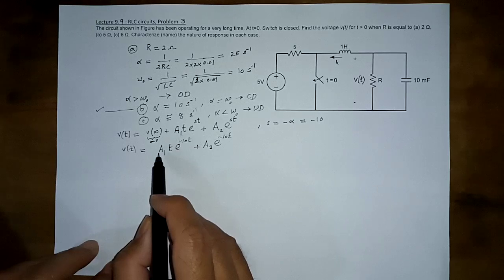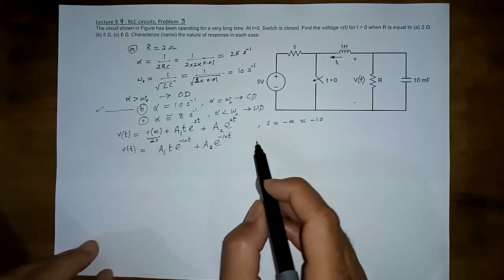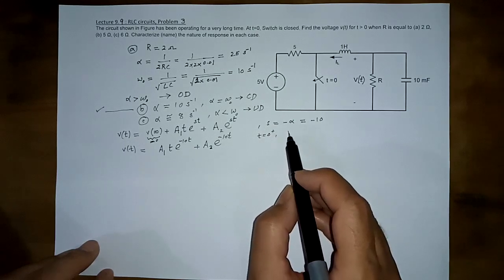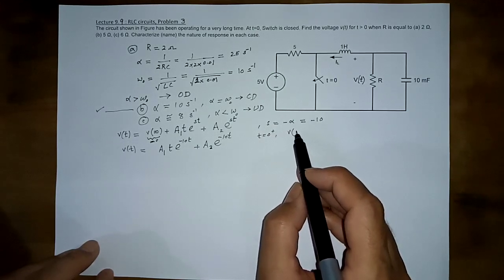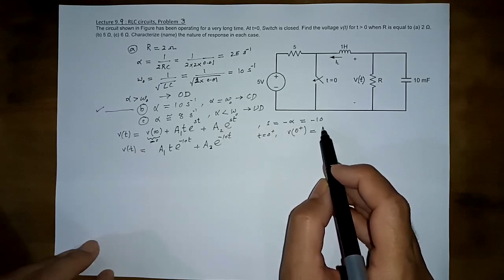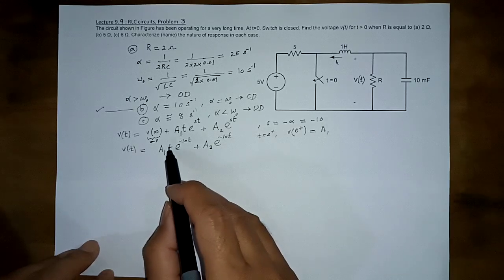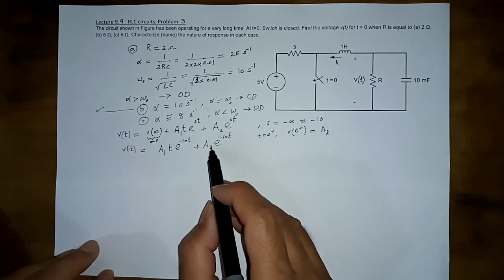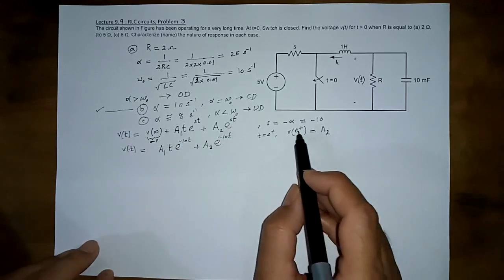We need to find the value for A1 and A2, and exactly the same method is to be followed for t is equal to 0. We have v at 0 plus equal to A1. So now putting 0 makes this whole term 0. So we get e raised to the power 0 is 1, A2 equal to this thing.